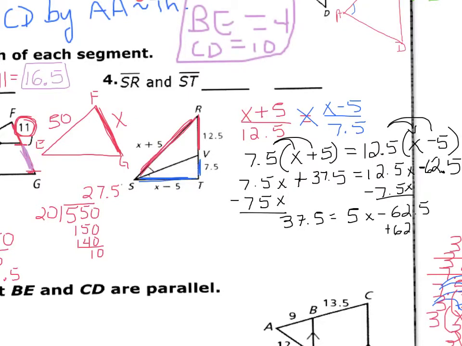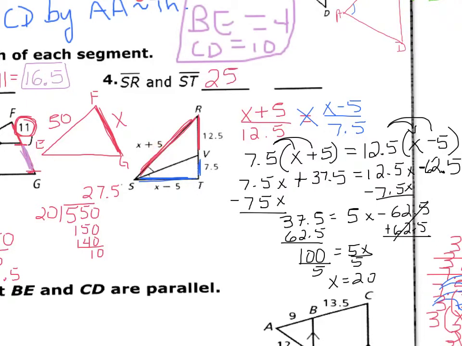Then you add 62.5 to both sides, and that would give you 100. When you divide by 5, x equals 20. So x is 20, but they want the measurement of side SR, which is this one. So it's 20 plus 5, well, that would be 25. And then the second one, it's 20 minus 5, and that would give you the 15. Okay?